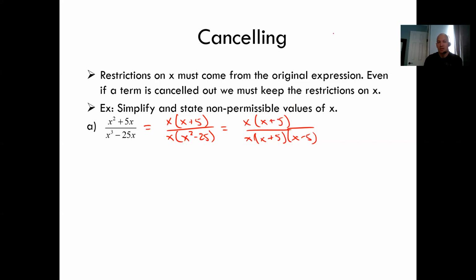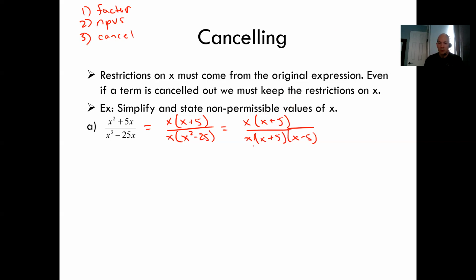So NPVs first, then cancel. Usually I would factor before I get the NPVs so they're easier to see. Do it in these three steps in this order: factor, non-permissible values, and then cancel.